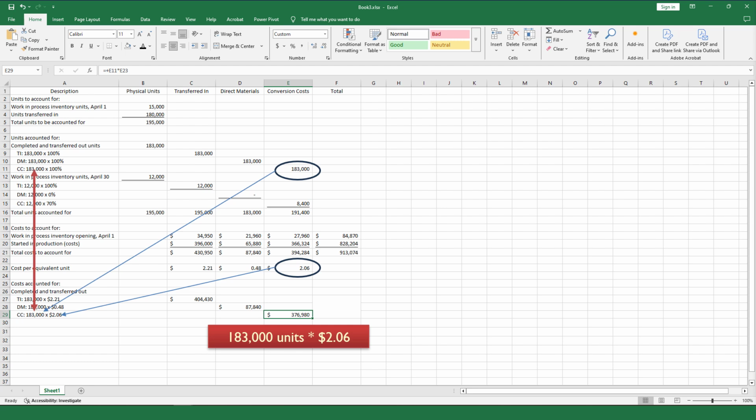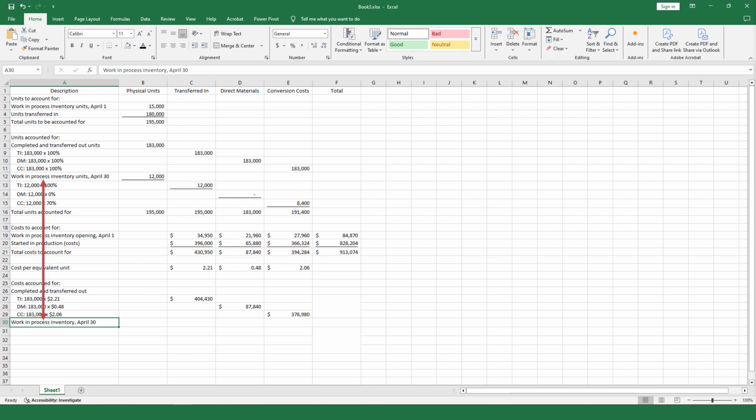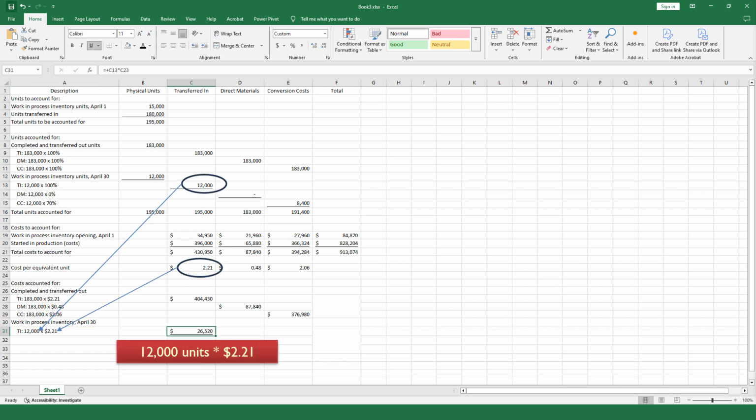Here we take the equivalent units of 183,000 and multiply by the cost per equivalent unit, $2.06, which is equal to $376,980. We now have to do the same thing for the work in process inventory, which was on hand at April 30th. Notice again that this is similar to what we did when we determined the units accounted for.